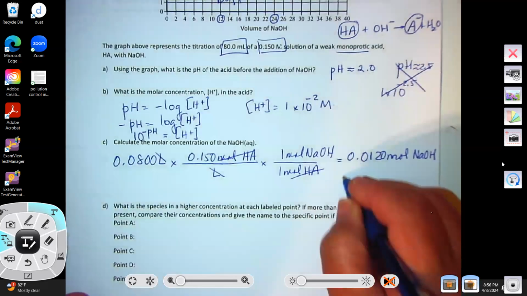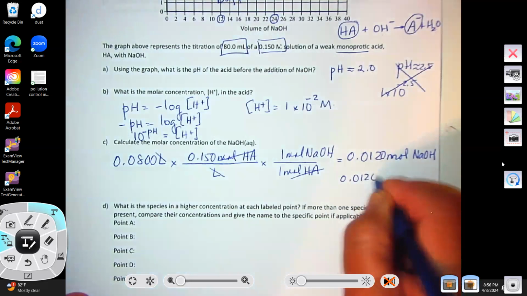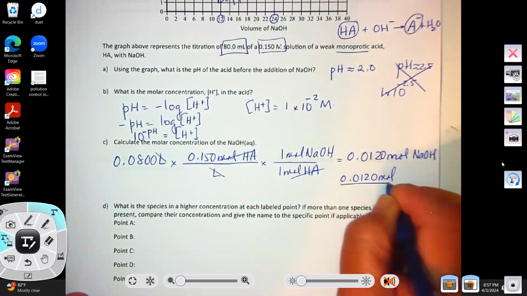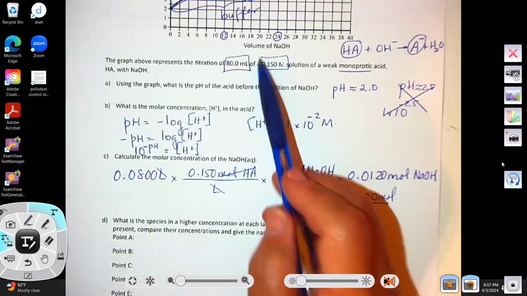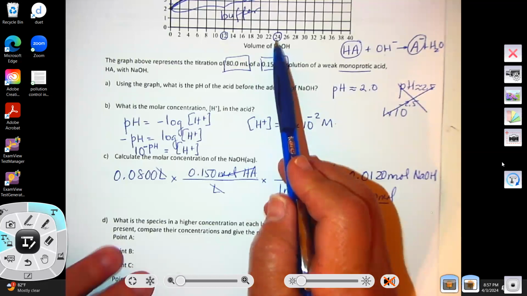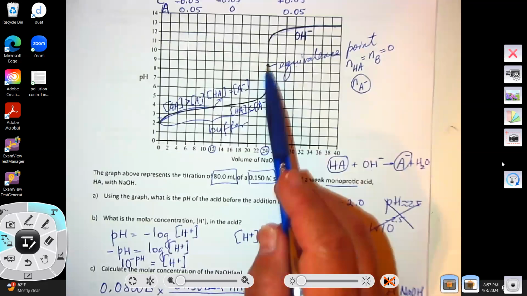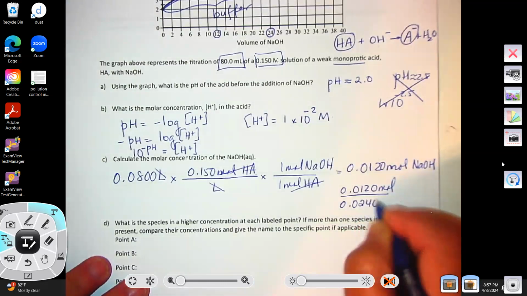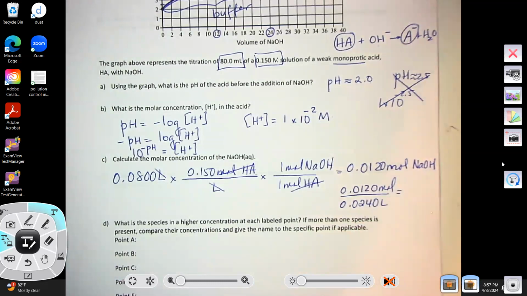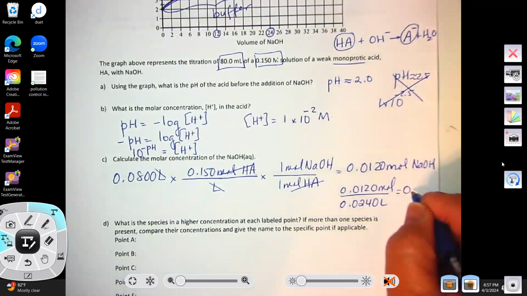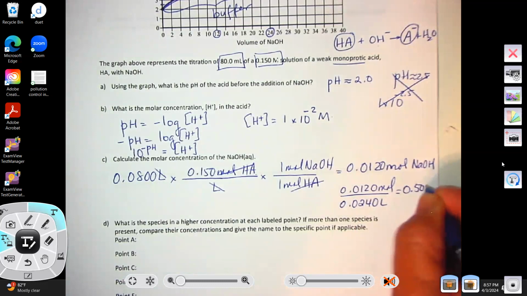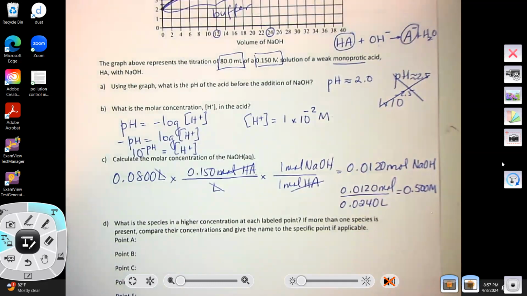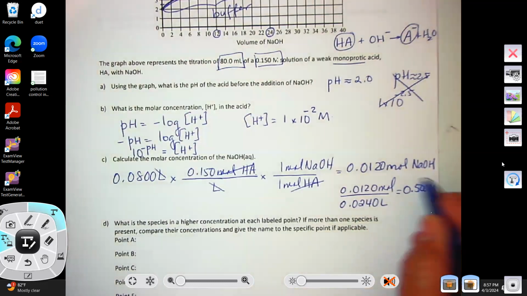So that means 0.0120 moles divided by, notice that in your titration, we use 24 milliliters of sodium hydroxide. That's when the equivalence point was reached. So that was the volume that was used, and we need to use that in liters. So then you get the molarity of the sodium hydroxide. So that would be the final answer.